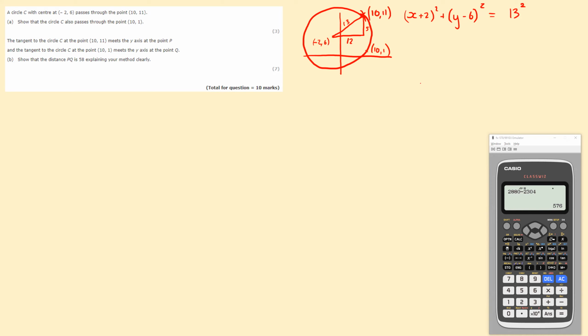To show (10, 1) is on there, I need to put it into here. So I'm going to consider the left-hand side with the point (10, 1). Putting 10 and 1 in, I get (10 + 2)² + (1 − 6)². That's equal to 12² + (−5)². Now, this is the same as 12 and 5, which is what we dealt with a minute ago. So therefore, that is actually 13². If you work this out, it's 169, which we know is 13².